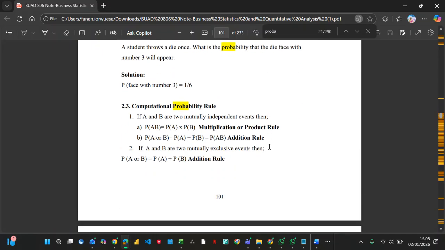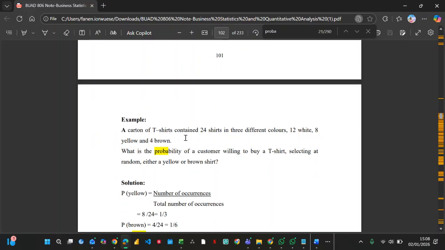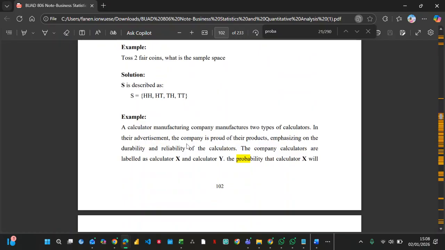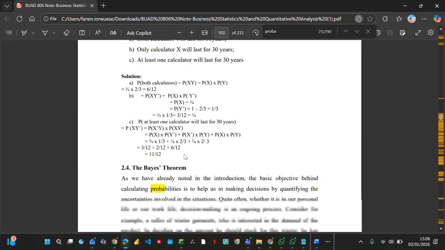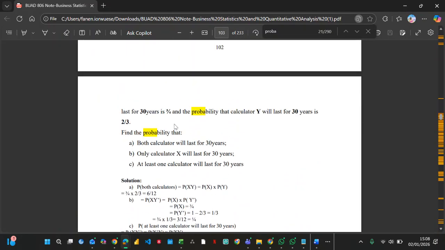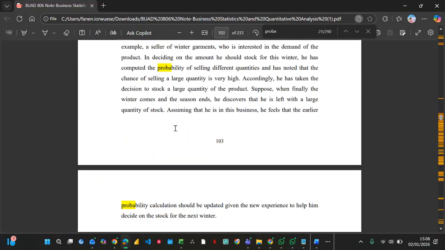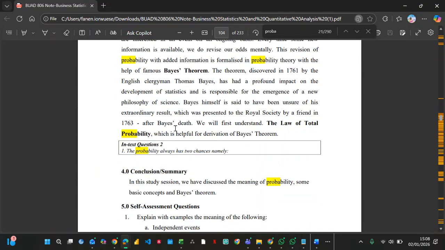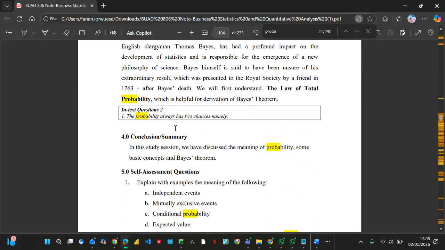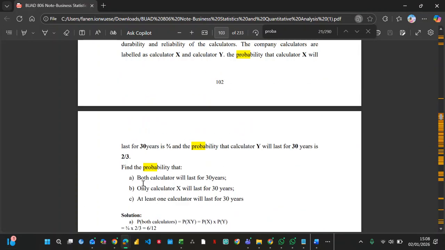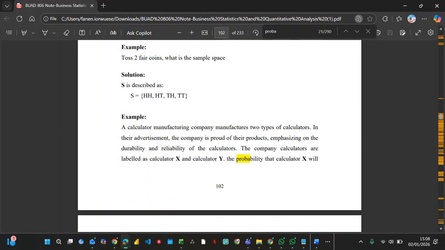I toss it again. That's another event. So what is the probability that I will still get the head? What I will do now is add the two: 1/2 plus 1/2. So that's just what it means. All these things are independent and mutually exclusive events.